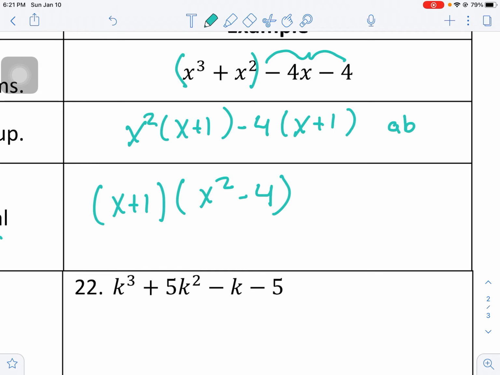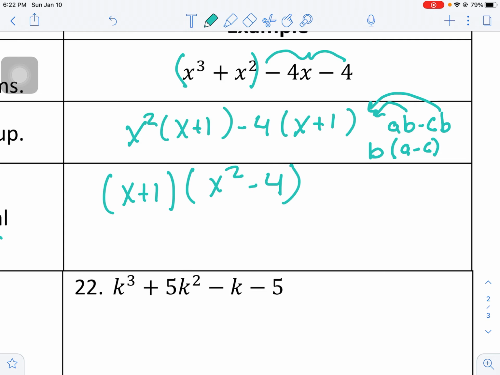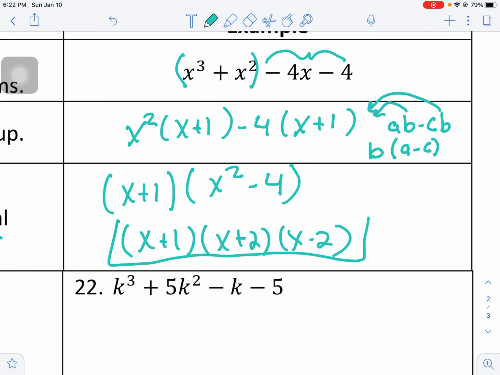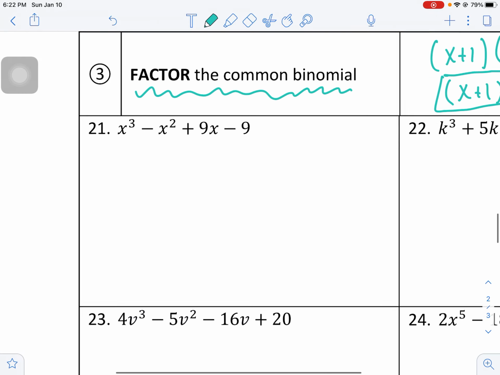To think about how that works, think of our x squared as a, and then think of x plus 1 as b. If you think of 4 as c, x plus 1 is still b. What we did was we factored b out of both of those, so it became b times a minus c. So here's our a minus c, and then here's our b. And that's how the factoring works. Since the factoring works like that, as you can see, we still have a difference of squares, so we got to factor one more step, so that's x plus 1, x plus 2, x minus 2. And there we go. Factor by grouping.